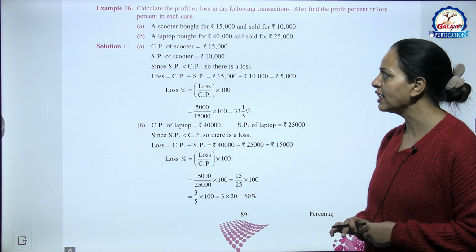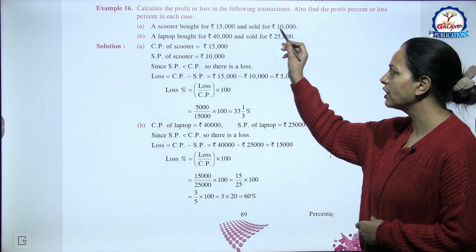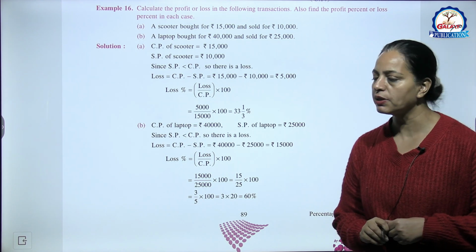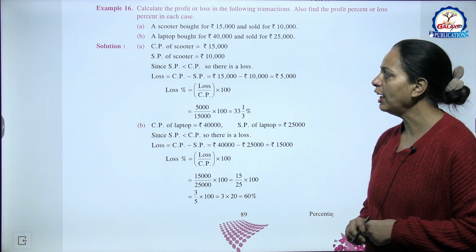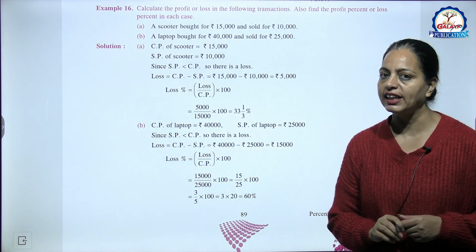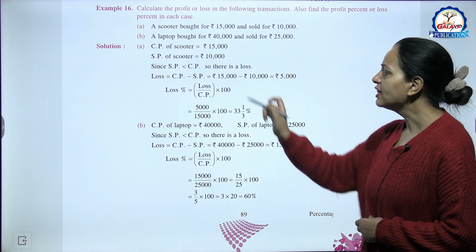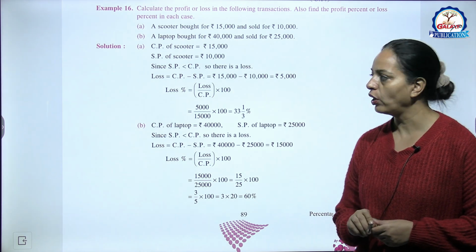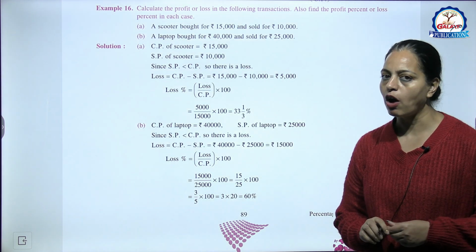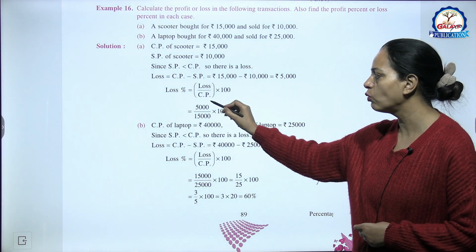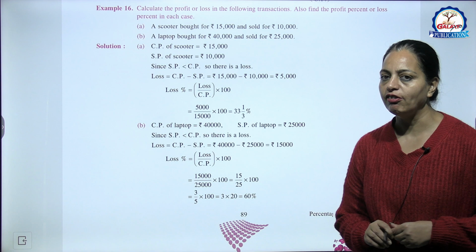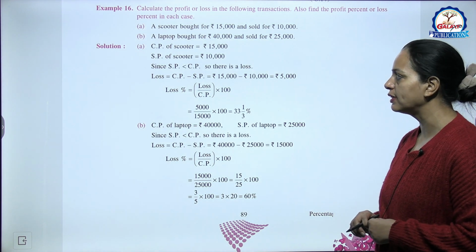Now example 16, calculate profit or loss in the following transactions. Also find the profit percent or loss percent in each case. A part, a scooter bought for rupees 15,000 and sold for rupees 10,000. So you can see CP is greater than SP, so here loss. So loss is CP minus SP, 5,000, loss percent is 5,000 upon 15,000 into 100. So answer is 33 whole 1/3%.